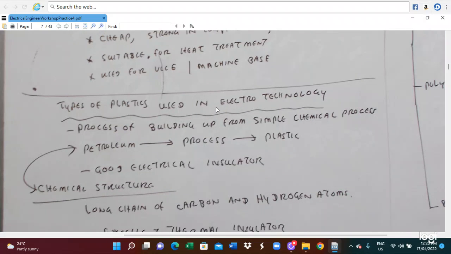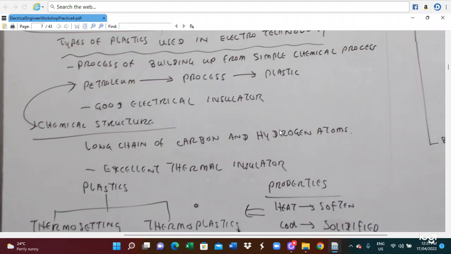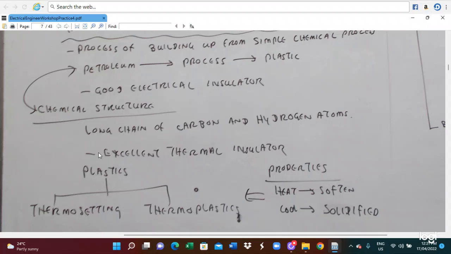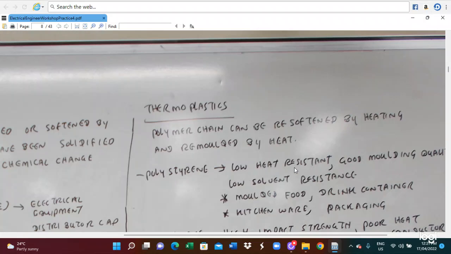The type of plastic used in electrotechnology is made by a process of building up from simple chemical processes, from petroleum. We can use the process to make plastic, which is also a good insulator. Depending on the chemical structure, it is a petroleum chemical structure, a chain of carbon and hydrogen atoms, and they are excellent thermal insulators. Plastics are thermosetting and thermoplastic. The property of thermoplastic is that when heat is applied, it softens, and when cooled, it solidifies.